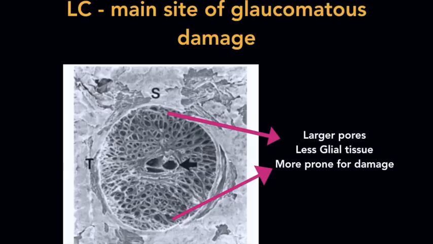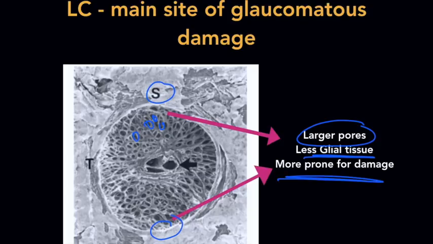Now, just look at this. These are the pores. As you can appreciate, the size of the pores are larger in the superior as well as the inferior part of it. Okay, so superiorly and inferiorly, the pores are large. When the pores are large, which means they accommodate a larger size of the axons. When the size of the axons are large, there will be less glial tissue. And this less glial tissue support is responsible for more damage that occurs in a glaucomatous condition.